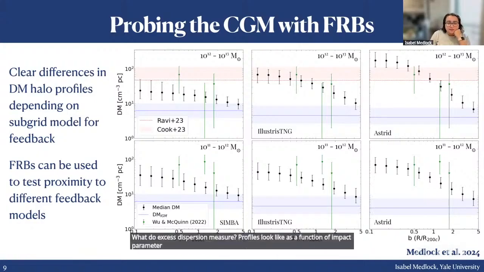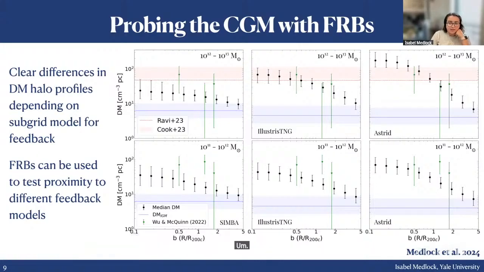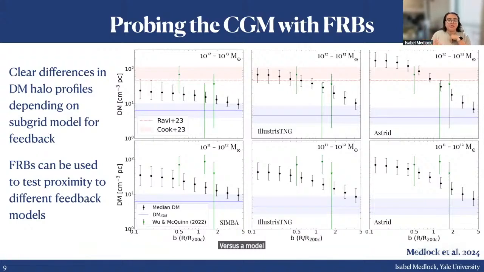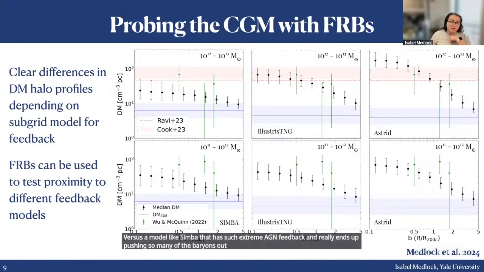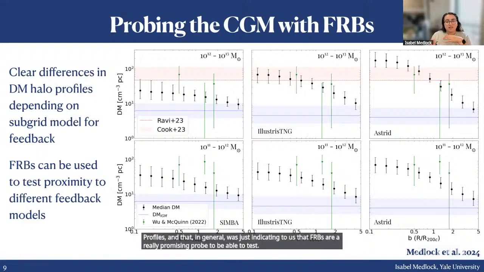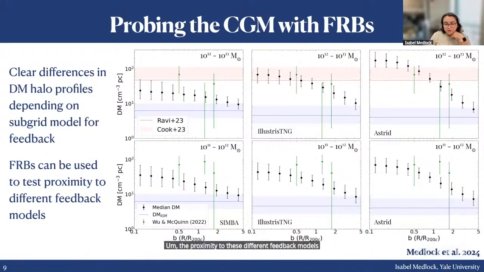And from that, we saw that initially we can see a pretty clear and distinct difference between what we see in a simulation with weaker feedback, such as Astrid, where we have these really boosted DM excess profiles, versus a model like Simba that has such extreme AGN feedback and really ends up pushing so many of the baryons out of the halo. We see these really suppressed dispersion measure profiles. And that, in general, was just indicating to us that FRBs are a really promising probe to be able to test the proximity to these different feedback models on the CGM scale.